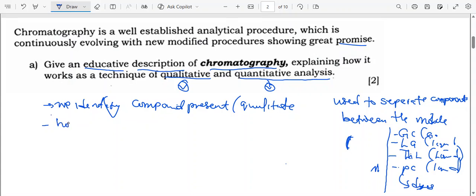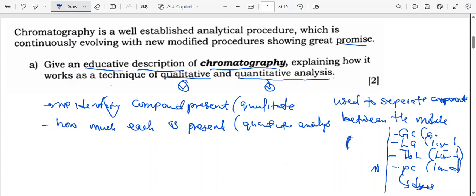How much of each compound, each of those components or compounds we have identified. So how much of the compound is present, that is quantitative. Now we are talking about the calculation, quantitative analysis. Okay, so identifying how much compound is present.